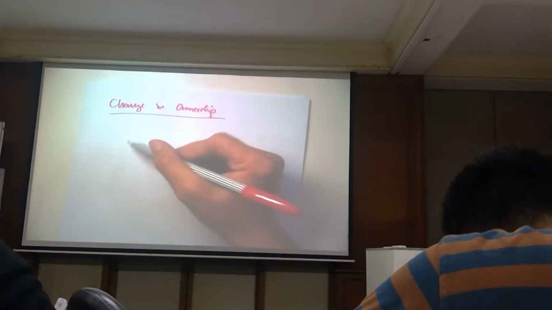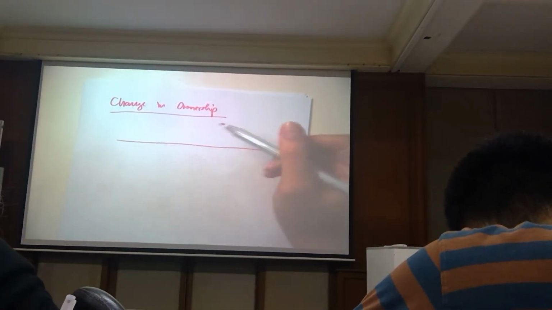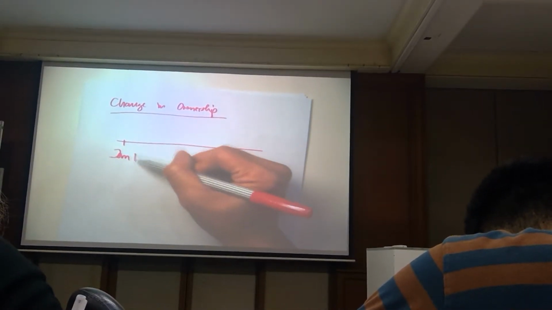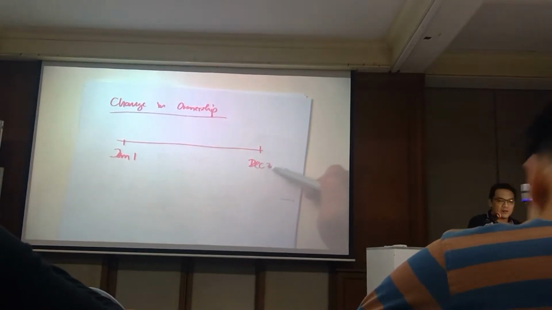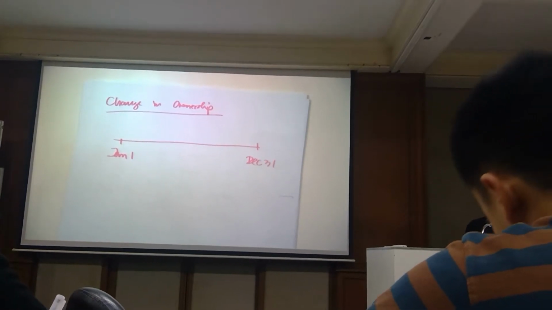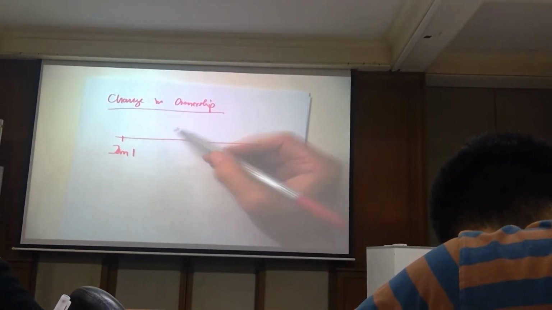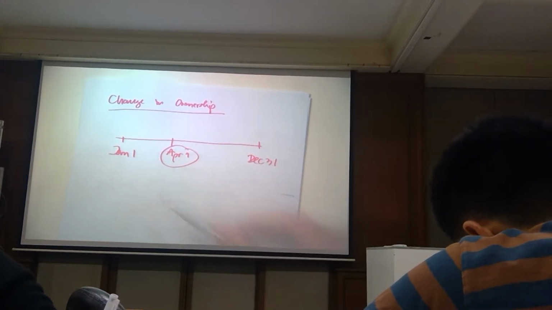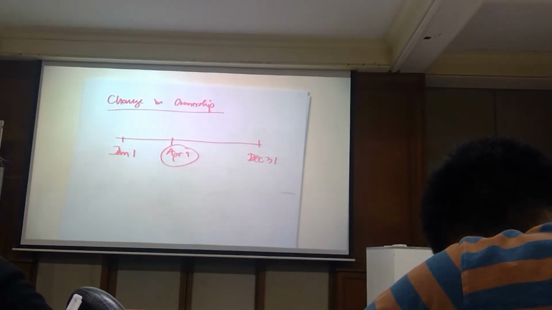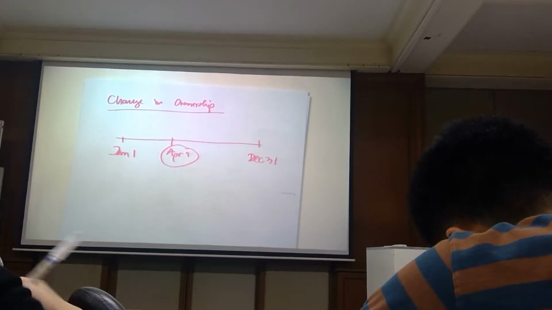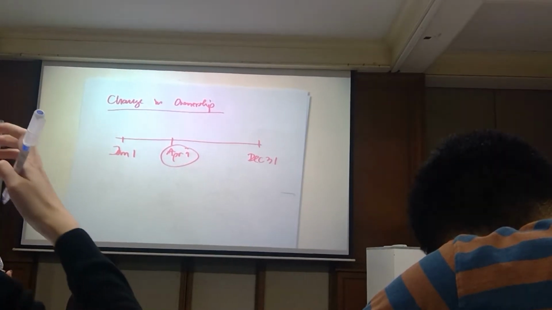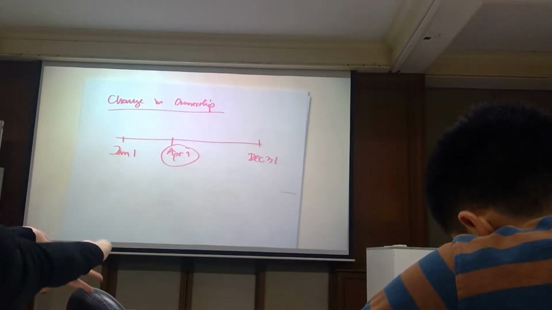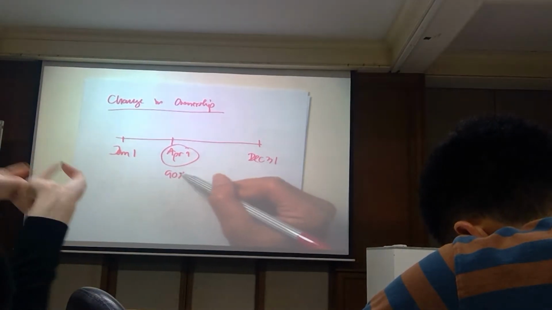Let's do it like this. This is January 1st. This is December 31st. Let's suppose you acquire the company on April the 1st. This is when you acquire, because nobody works on New Year. All right? So you wait for 3 months and then you acquire the company. You acquire the company for 90% at this point.